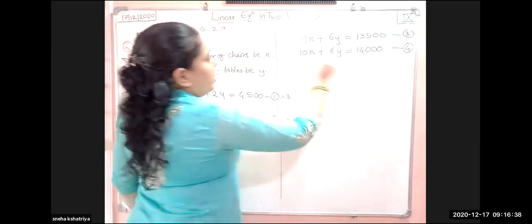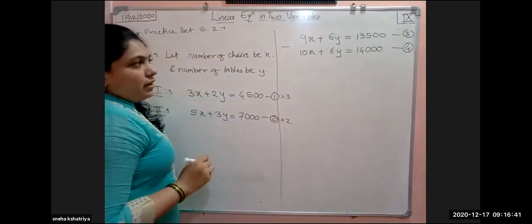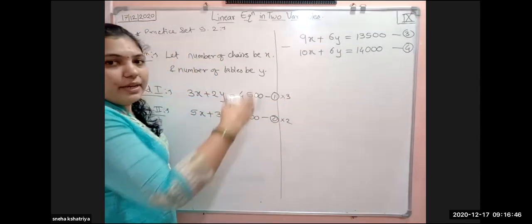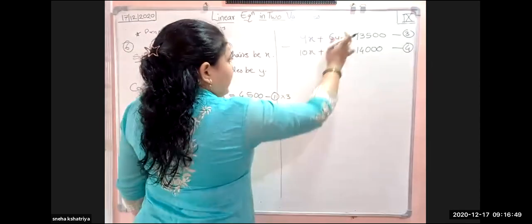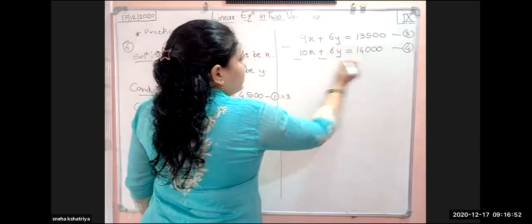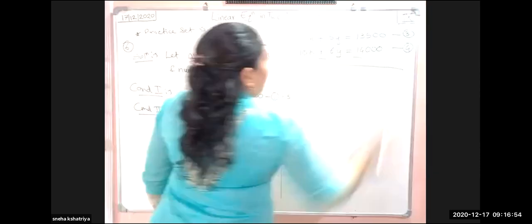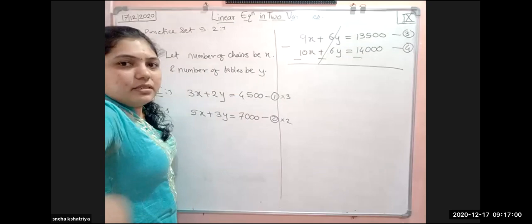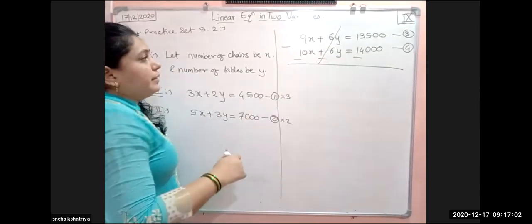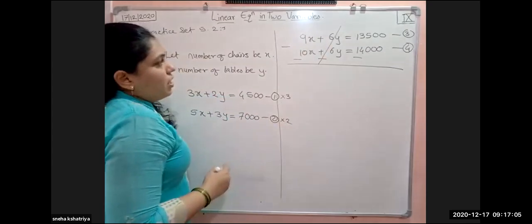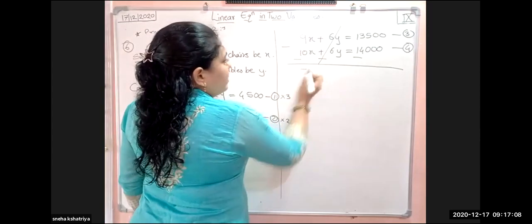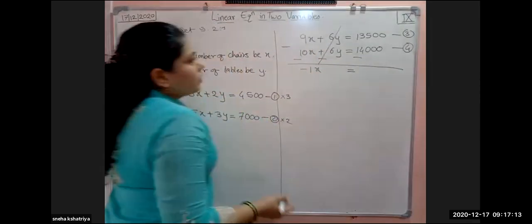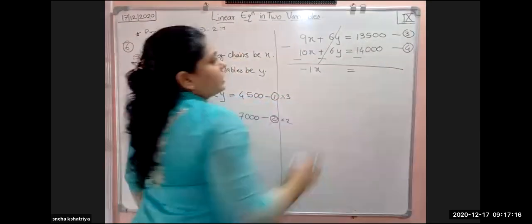Now we have to subtract both the equations because we need an opposite sign. If we have opposite signs, then only we can cancel this pair. Okay, so here is minus, and again here is minus. All the signs get changed. So here 6y and minus 6y get cancelled. Okay, 9x minus 10x. So the greater number is 10, minus sign will come. So 10 minus 9 is how much? 1x, which is equal to, again, 14,000 minus 13,500.